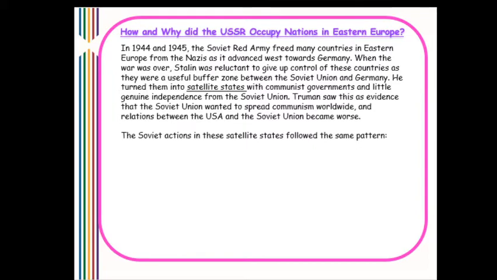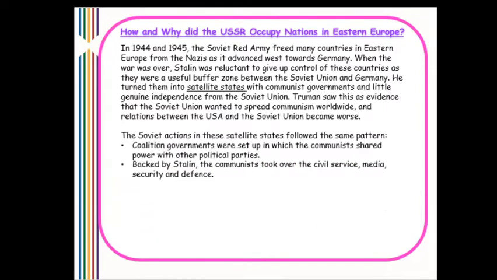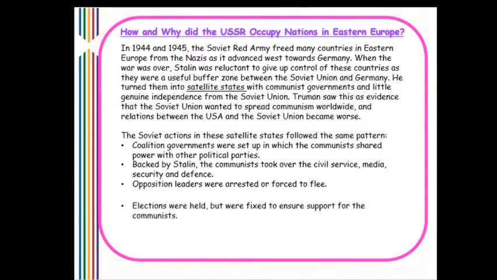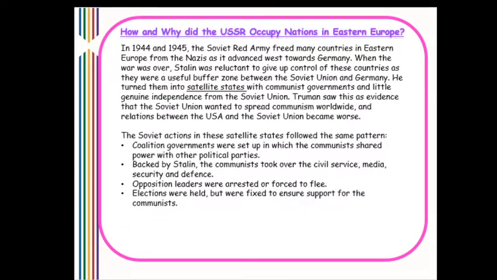Soviet actions in these satellite states always followed the same pattern. They would start by setting up coalition governments in which the communists shared power with other political parties. Backed by Stalin, the communists would then take over the civil service, the media, security, and defence. Opposition leaders were arrested or forced to flee. Elections were held, but were fixed to ensure support for the communists. People's democracies were then set up. However, they were not democracies at all. So please don't get confused between a country that's called a people's democracy and an actual democracy.